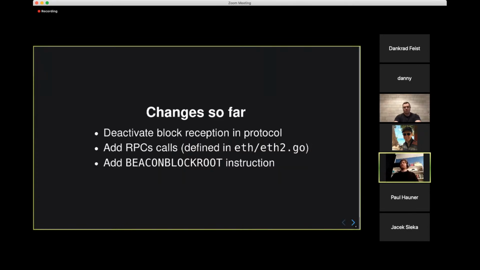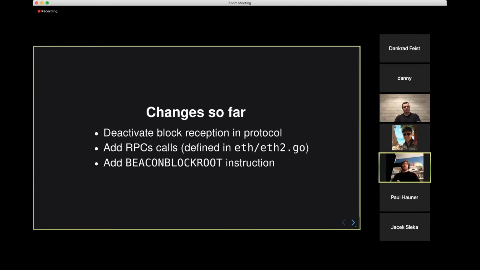So the changes I've made so far in Geth to obtain Catalyst is to deactivate block reception at the protocol level. Catalyst is still connected to an Eth1 network, a DevP2P Eth1 network, to receive transactions, but we don't want to receive blocks. Blocks are passed from the Eth2 client into the JSON RPC interface. Then I added some RPC calls for the connection. This is how we were able to build the demo that Mikhail did a few months back.